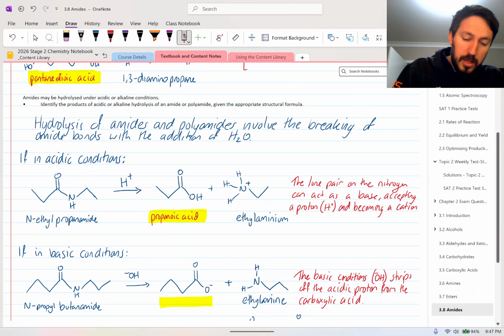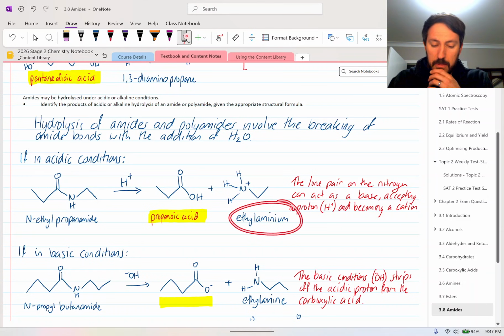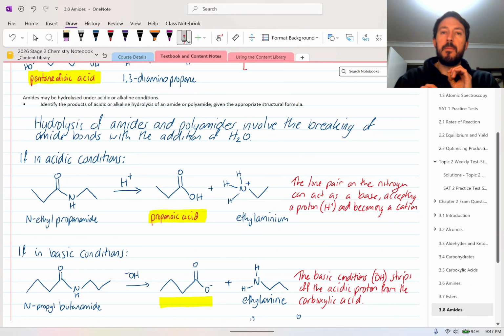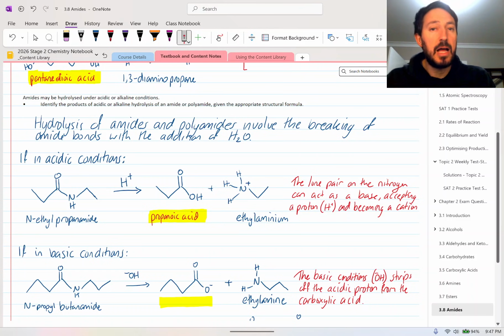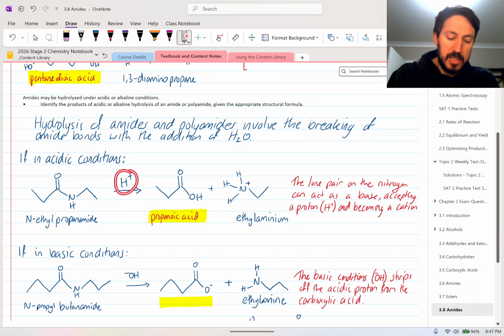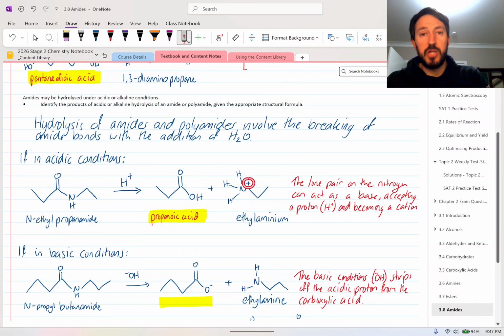So this one here, again, you don't have to be able to name this, but you do have to know that the amine will act as a base when in an acidic condition, which will add an extra proton to it, the extra hydrogen, and it will end up positively charged. The reason this can happen is because the lone pair on the nitrogen can act as a base and accept a proton from the acidic environment.